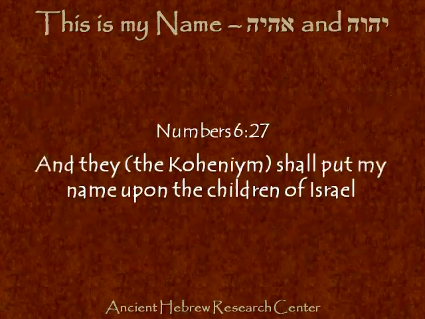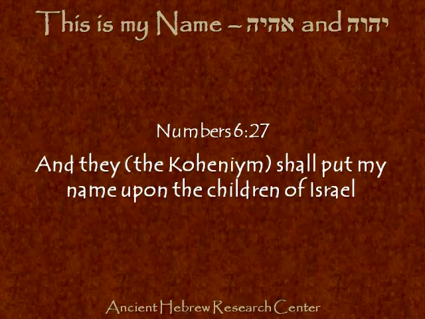Another verse is Numbers 6:27. "And they, the Kohanim, the priests, shall put my name upon the children of Israel." Now, at first glance here, this really doesn't make a lot of sense, because how do you put a name on a people? Are they supposed to write this on them? But we have to understand that the Hebrews wrote very concretely. They used concepts that you can see, hear, smell, taste, and touch. So what this is talking about is taking the character of Yahweh and giving it to the people.